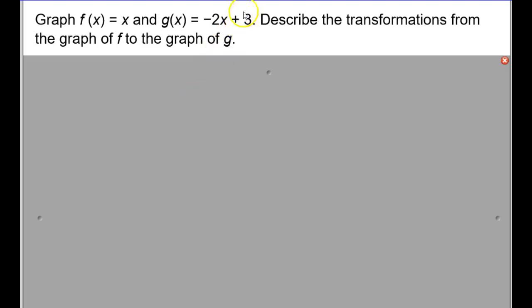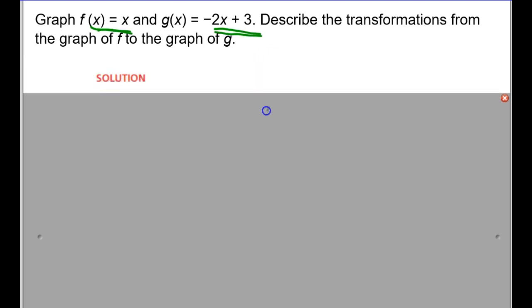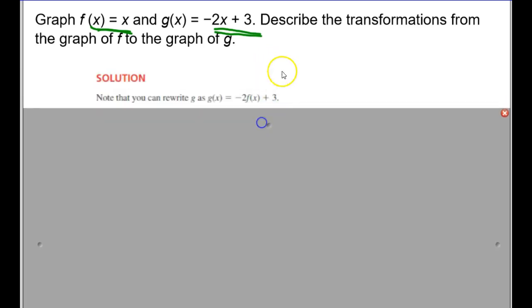So here's our parent function, which is f of x equals x. And here's my new function. Here's what I'm being asked to do, and then asked to describe the transformations. Okay, so the first thing I want to do is I'm going to rewrite it. There's nothing with this x.